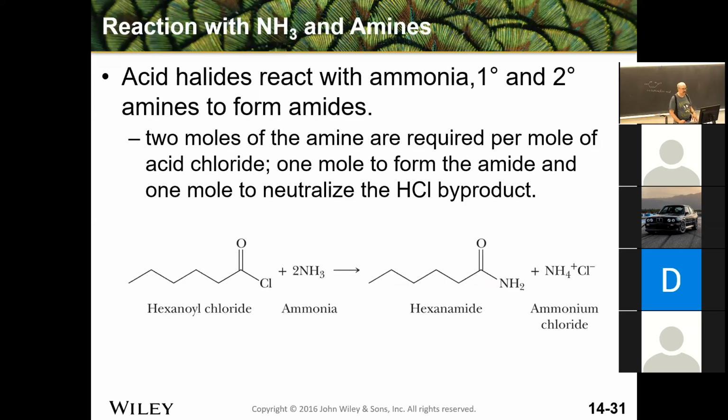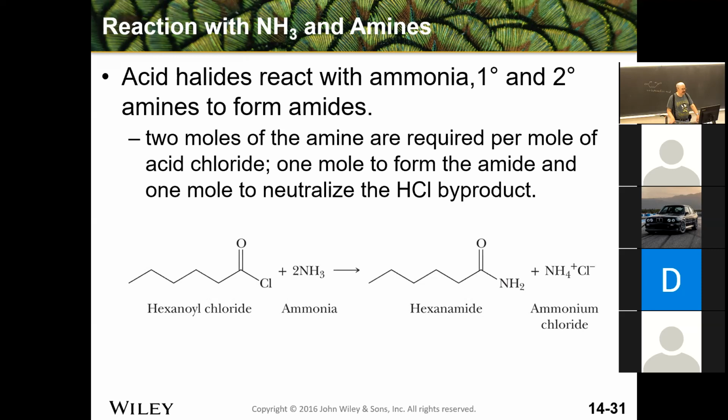Right, here we have the reaction of NH3 and amines with acid halides. Acid halides will react with ammonia, primary and secondary amines to form amides.